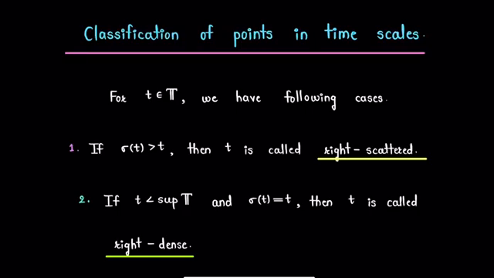In this video, we are going to see classification of points in time scales using jump operators. For an element t in time scale T, we have the following cases. 1. If sigma(t) is strictly greater than t, then t is called right scattered. 2. If t is strictly less than supremum T and sigma(t) coincides with t, then point t is called right dense.